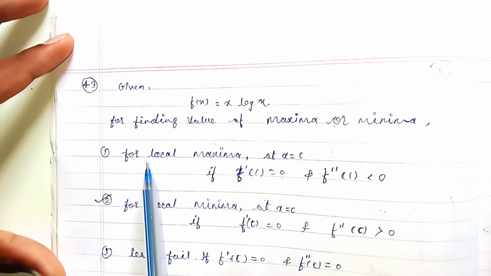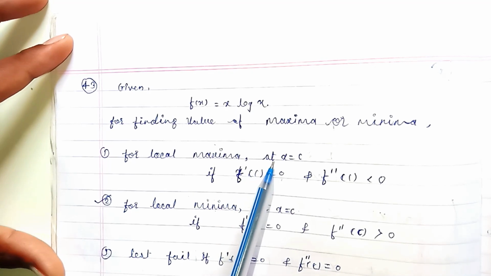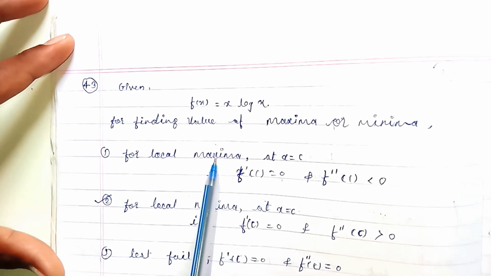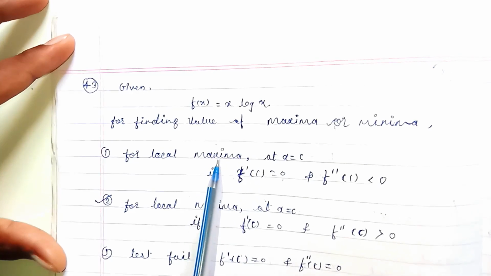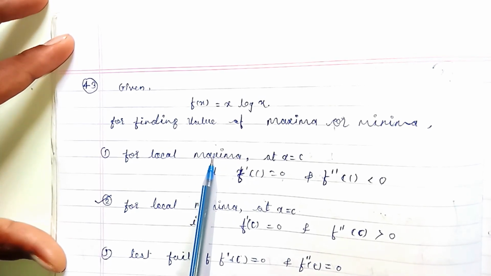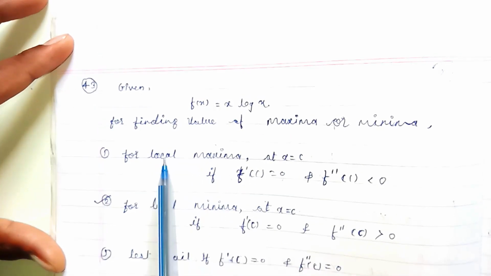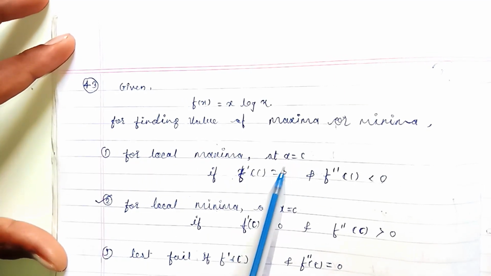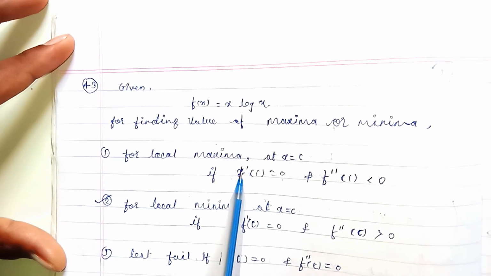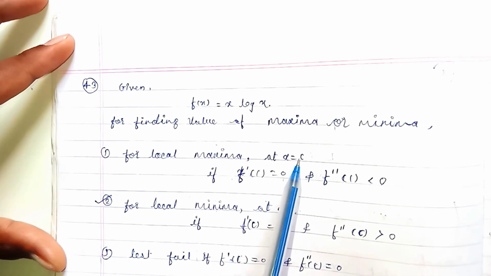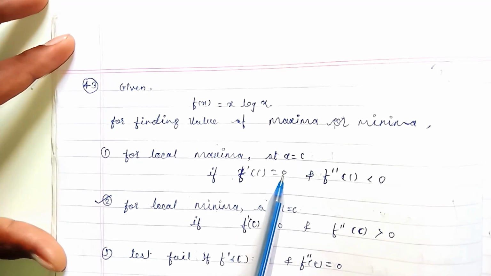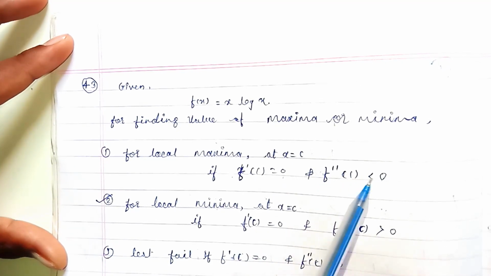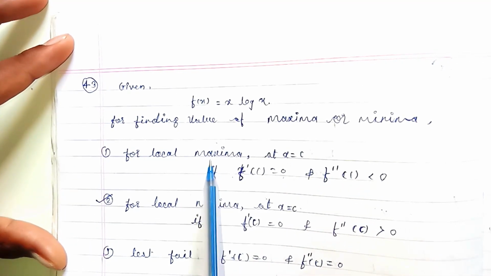Our first result says that for local maxima at x equal to c, and don't get confused, maxima and local maxima both have the same meaning. For finding local maxima at some constant point, we first find its differentiation, and for that particular constant point we show that it is 0. Their double differentiation at that constant point is smaller than 0 for local maxima.